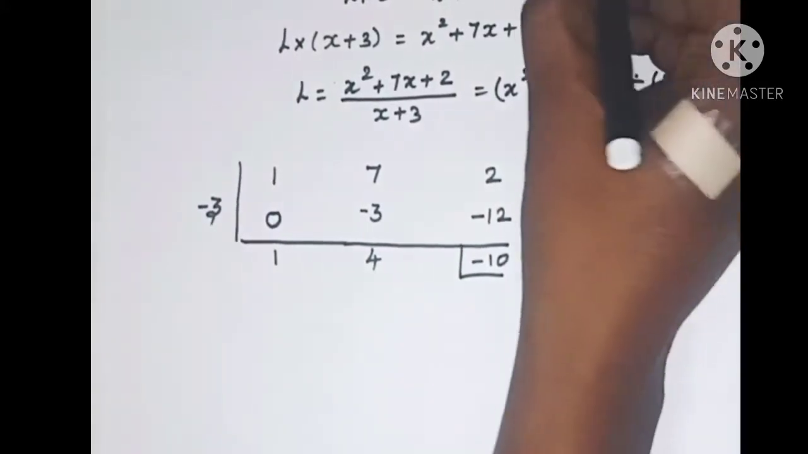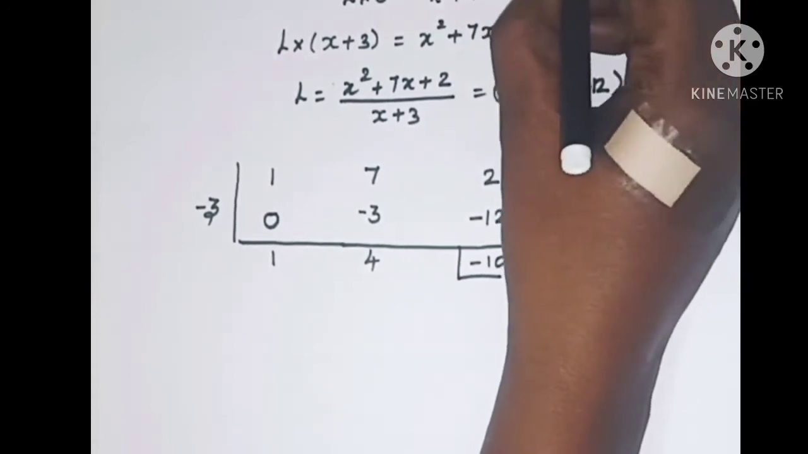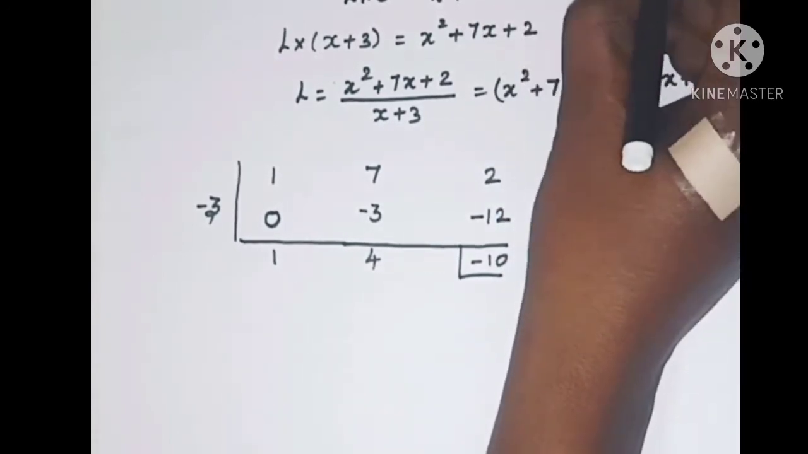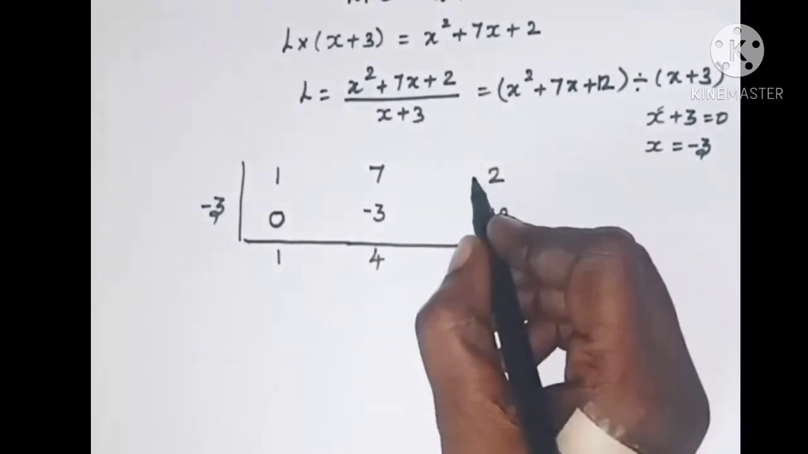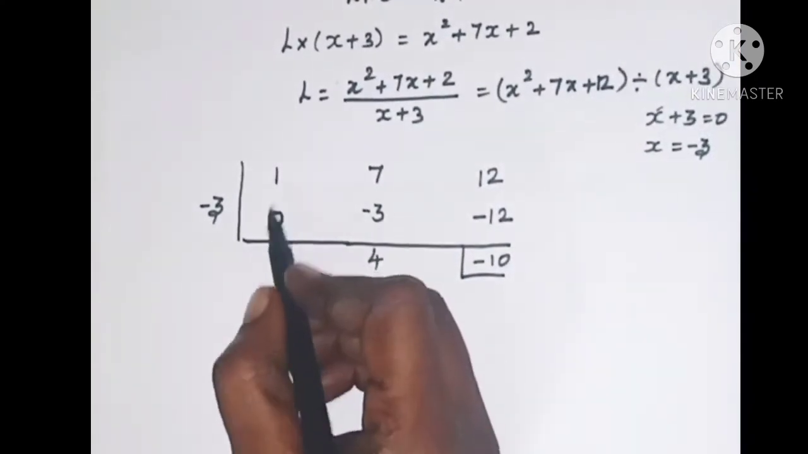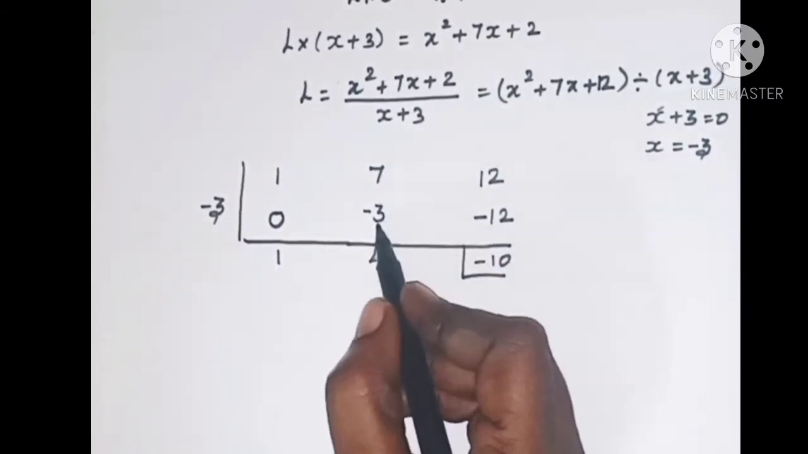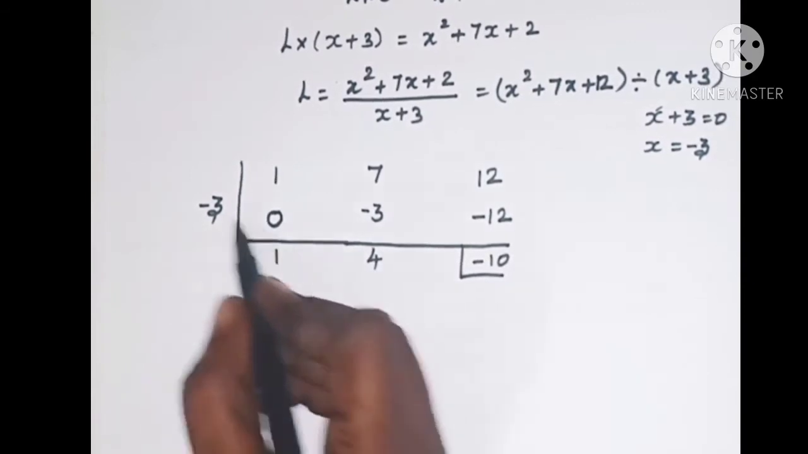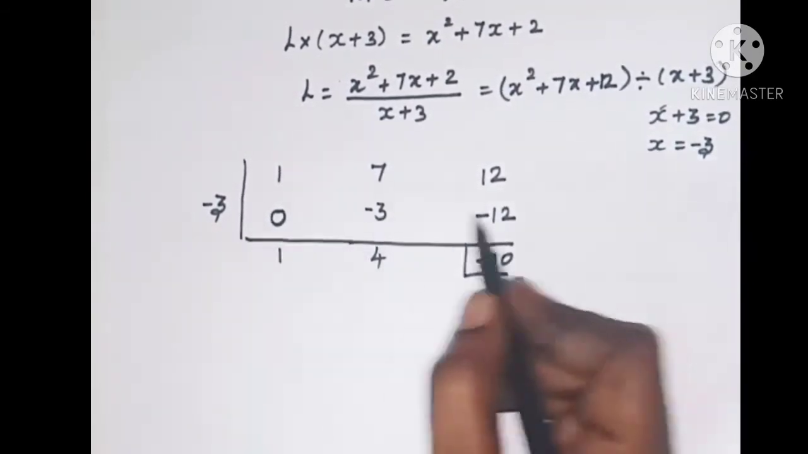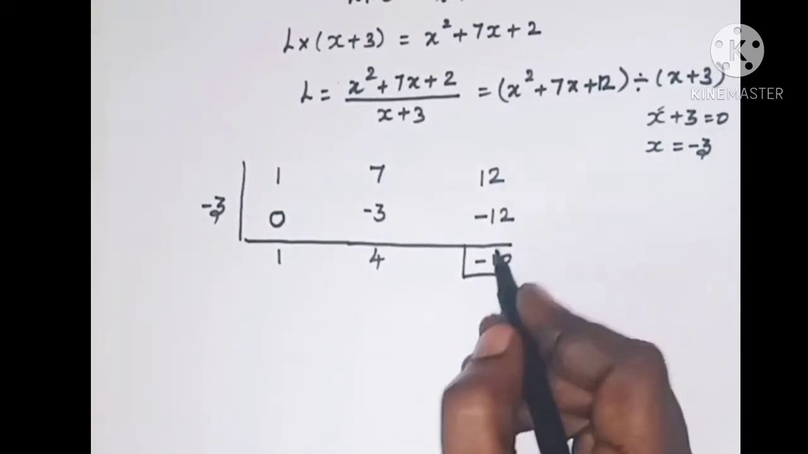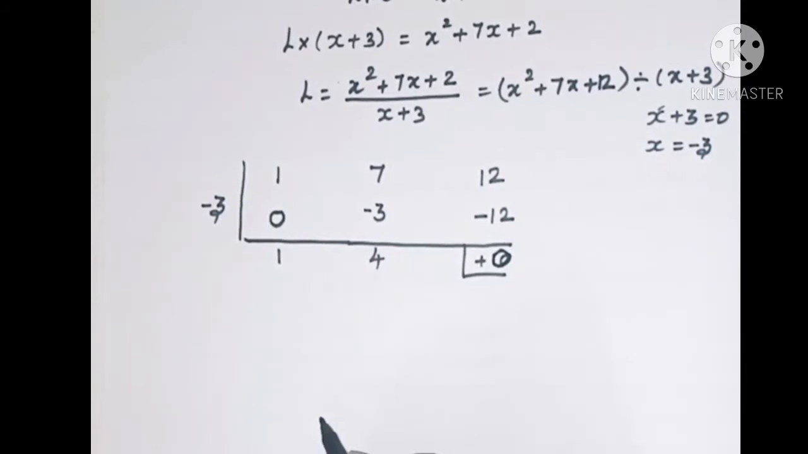In the given expression, x square plus 7x plus 12, the coefficients are 1, 7 and 12. Here 1 plus 0 is 1, 1 3s are 3, minus 3, 7 minus 3 is 4. Again multiplying these two numbers, 4 3s are 12, minus 12. So 12 minus 12 will become 0 in this place.